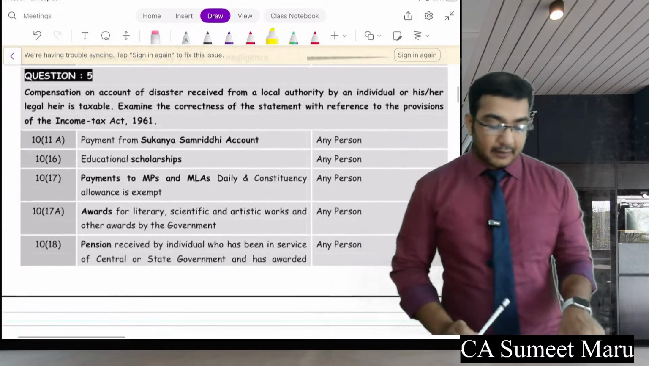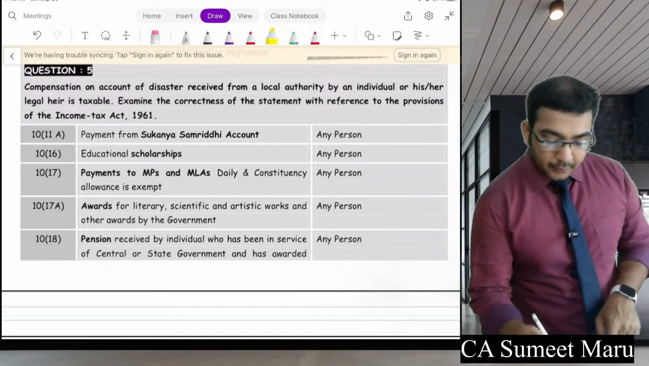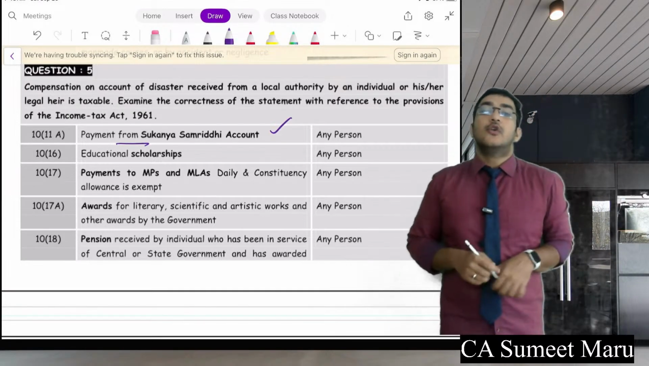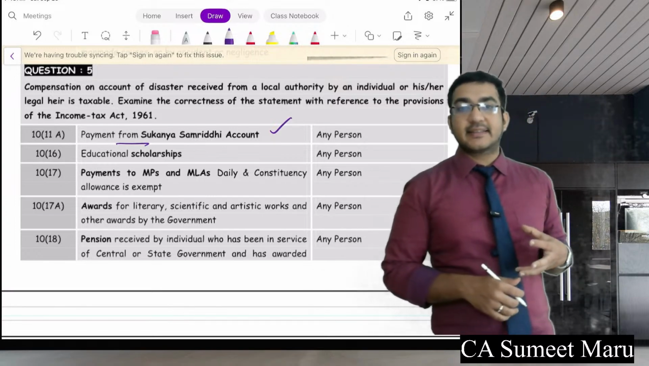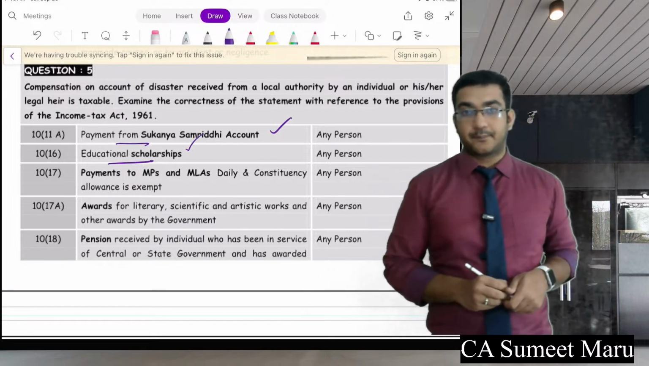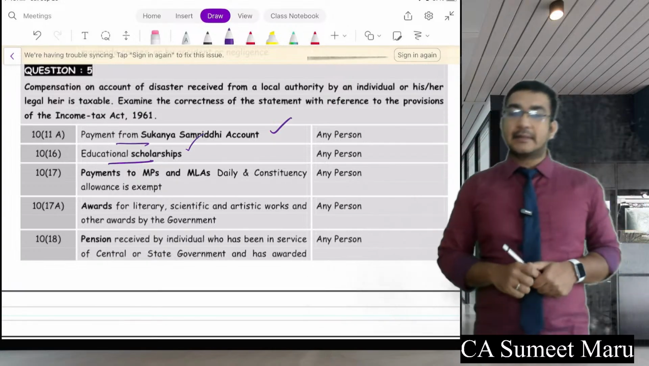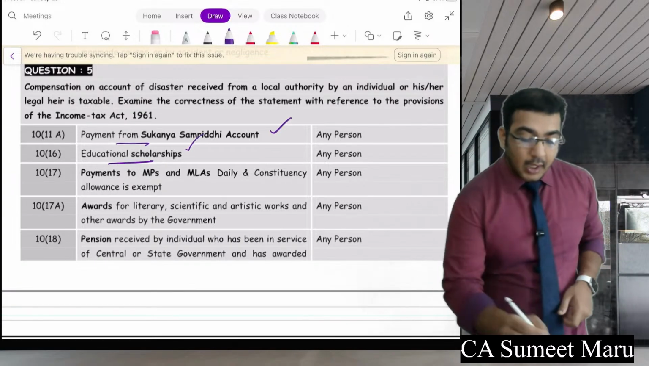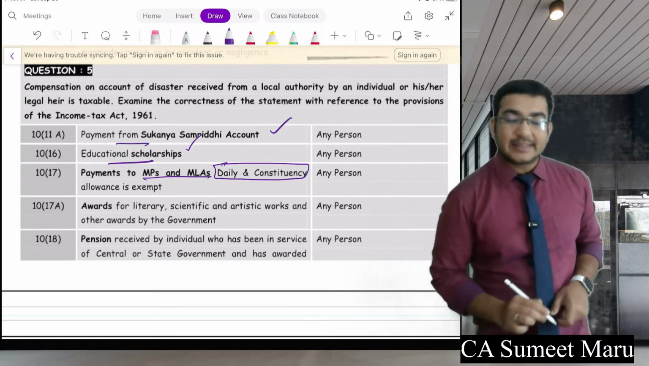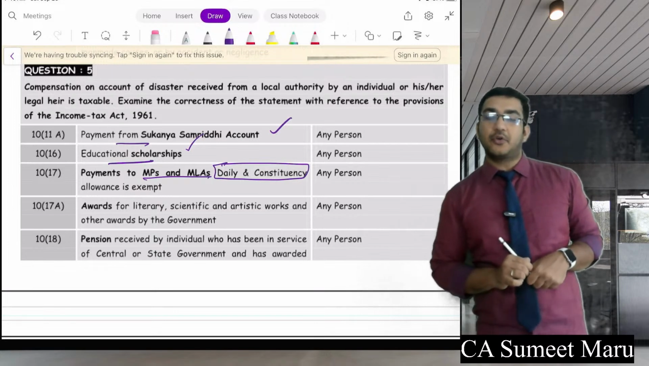Okay. Further, payment from the Sukanya Samruddhi scheme. So this was a new scheme just launched a few years back. Whatever maturity payment you get from this scheme is absolutely exempt. Educational scholarships, if you get them from any person, are absolutely exempt. Payment to MPs, MLAs for daily and constituency allowance. Please remember this. This is one of the MCQ favorite questions.